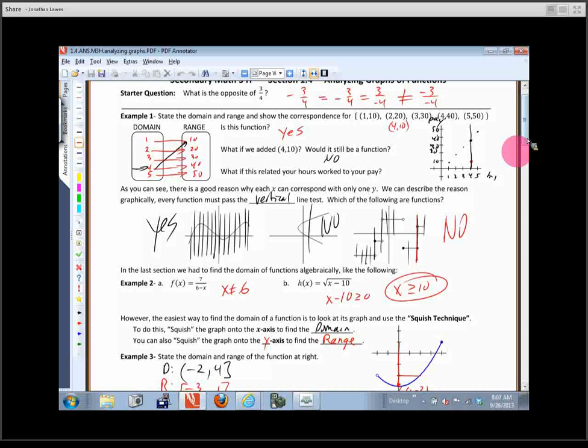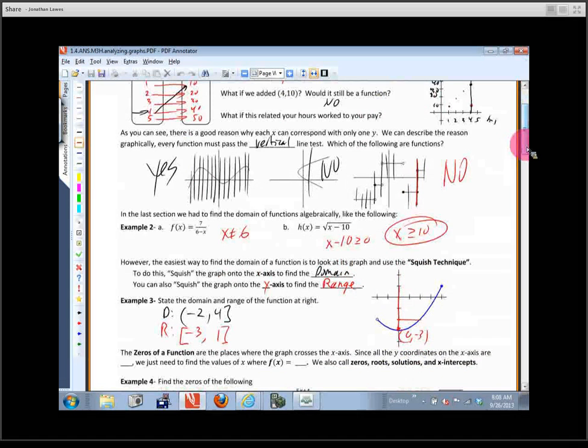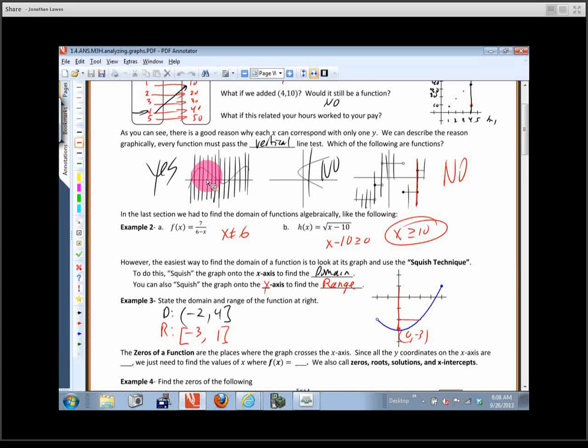So here's what we started yesterday. We started talking about, more specifically, some properties of functions and analyzing the graphs of functions. And we said you can tell by looking at a graph whether or not it came from a function because it's got to pass the vertical line test. Okay, so we had an example here where I can erase a couple of these.